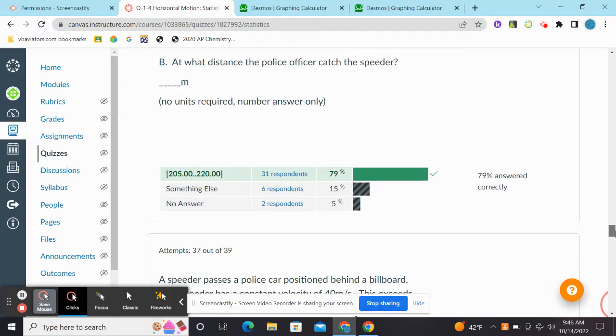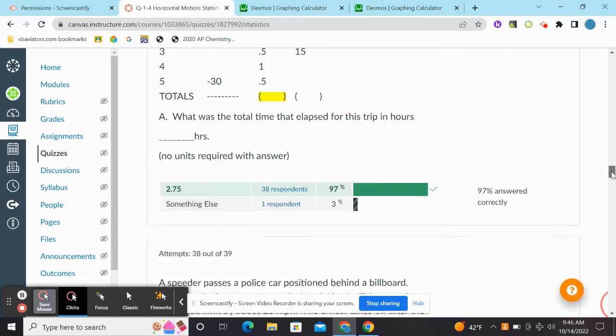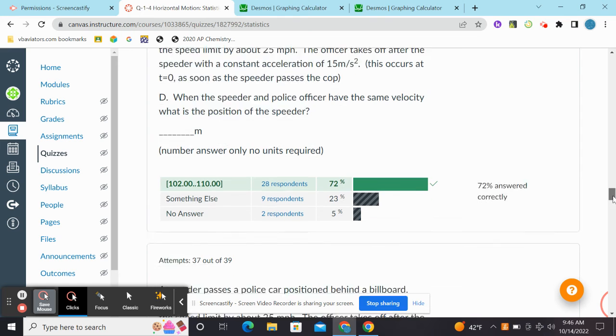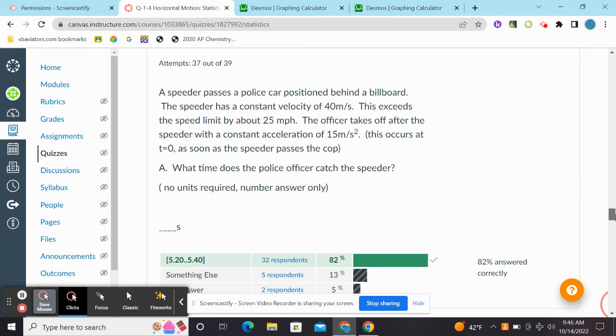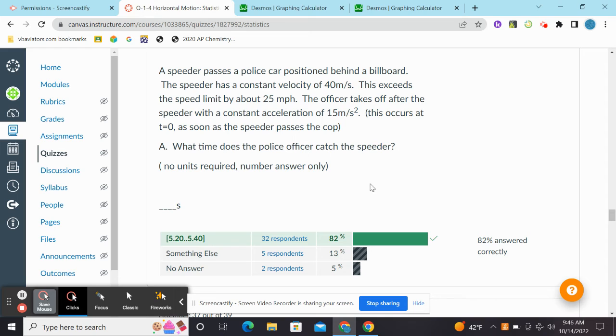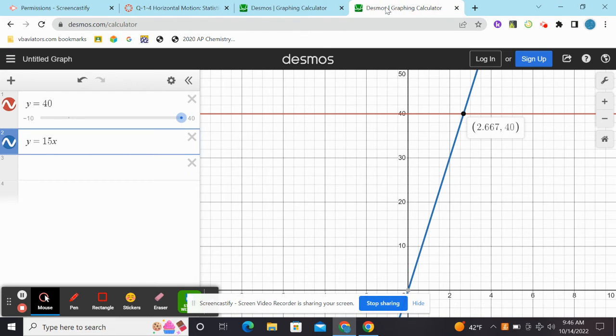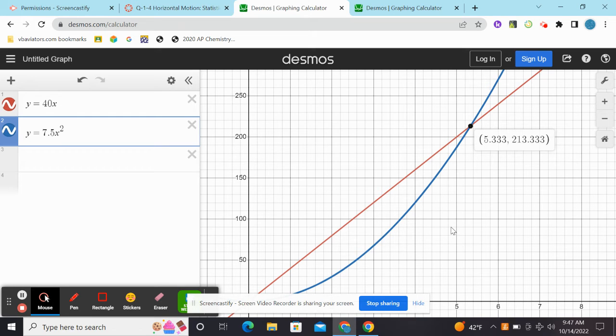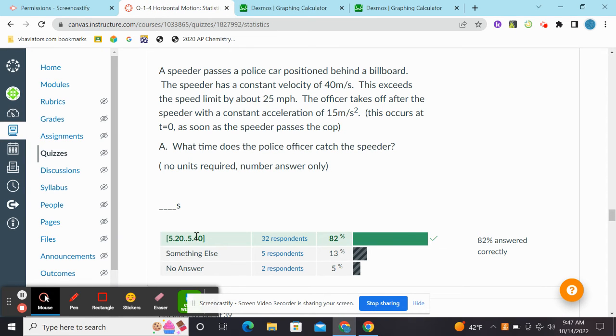I'm going to work our way back to the whole catch-up problem. I'll try to find letter A here, and then we'll start to work through these. It says, what time does a police officer catch the speeder? About 82% of us answered between 5.2 and 5.3. If we look here, I've set up the graph so you can see the intersection. That's how I'd recommend doing it. Notice what I'm putting in here: 40x is constant velocity, and 7.5x squared is constant acceleration. Where they cross is 5.33. So you can see that fits in the range here.